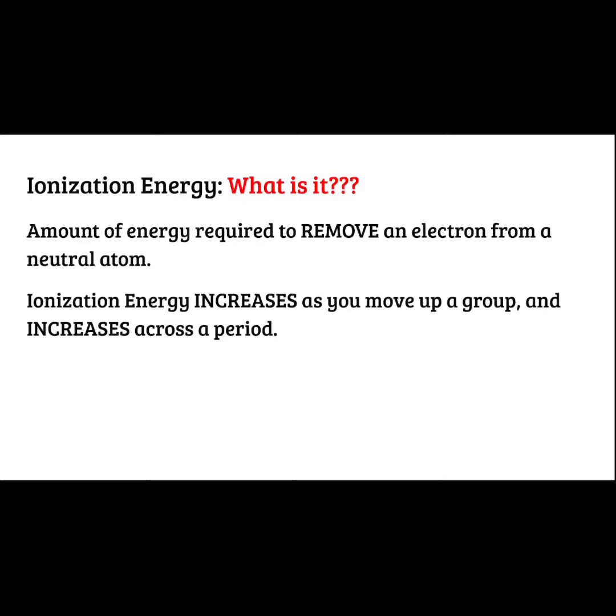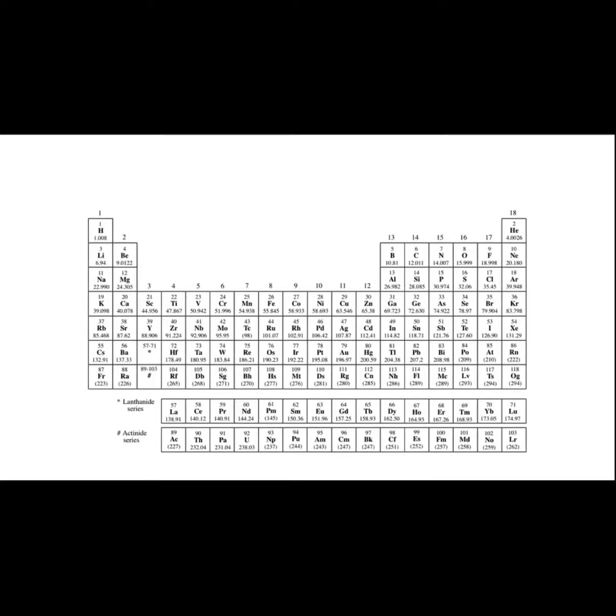Our next trend is ionization energy. This is the amount of energy required to remove an electron from a neutral atom. It increases as you move up a group, and it increases as you go across. So our arrows would look like this.